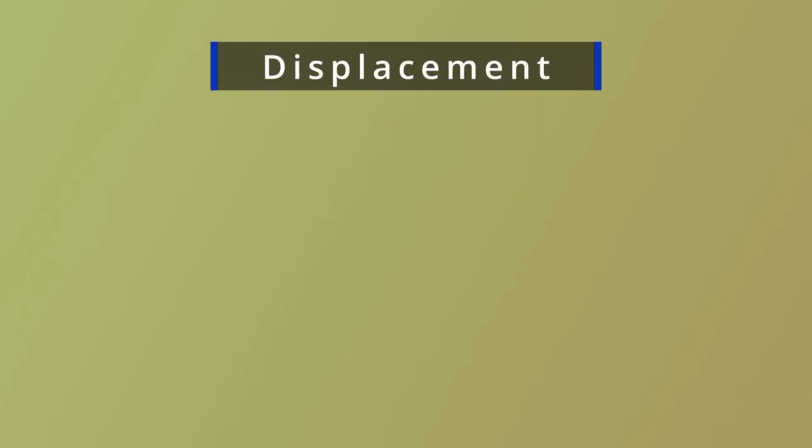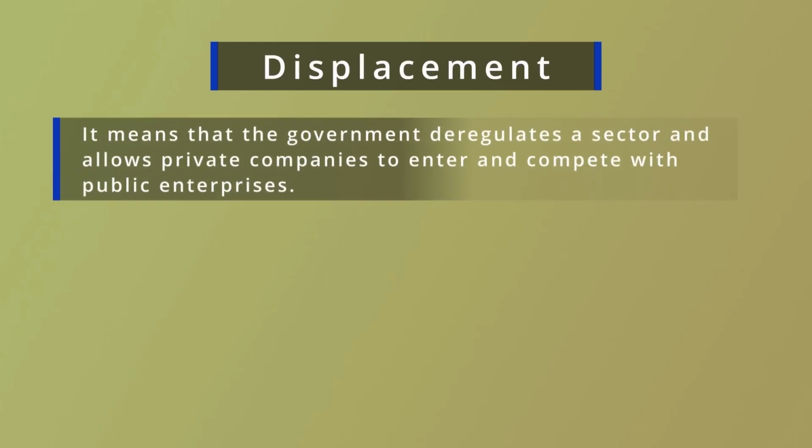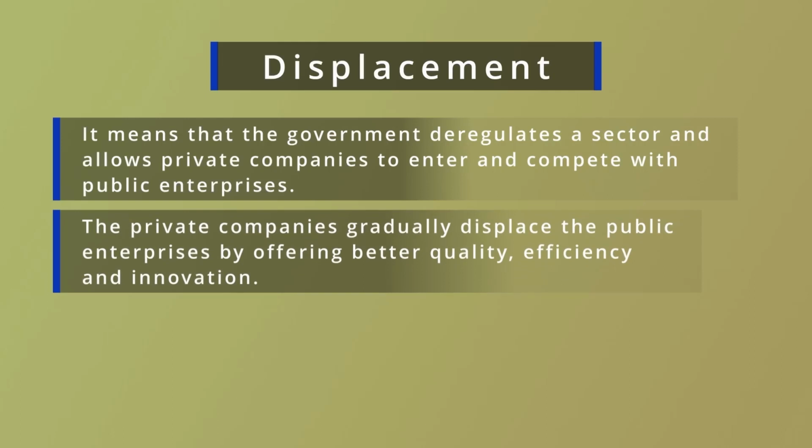The third form of privatization is displacement. It means that a government deregulates a sector and allows private companies to enter and compete with the public enterprises. The private companies gradually displace the public enterprises by offering better quality, efficiency, and innovation.